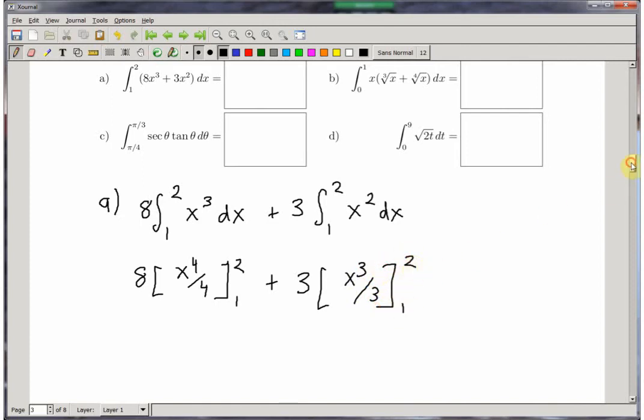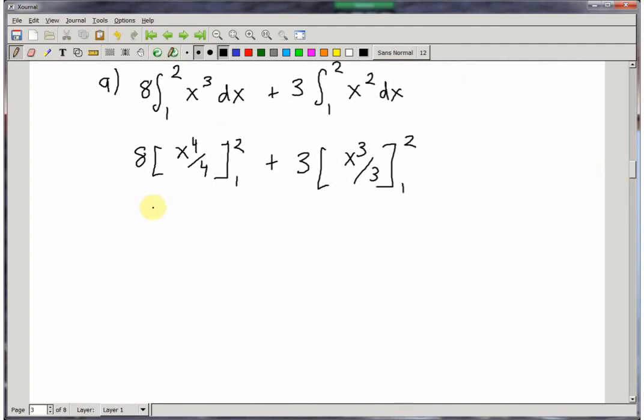Okay, and this time I'll plug in the limits so you can be reminded how this works. First you plug in the top limit. So here that gives me 2 to the fourth, which is 16 over 4. And now I subtract what happens when I plug in the bottom number, and I get this. The reason this works is because this is using the fundamental theorem of calculus.